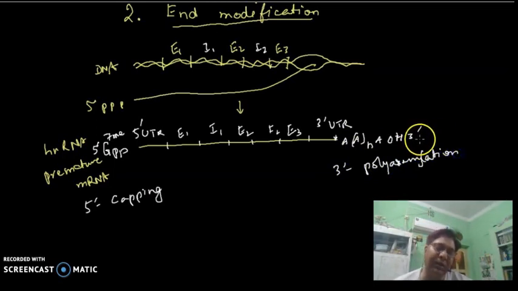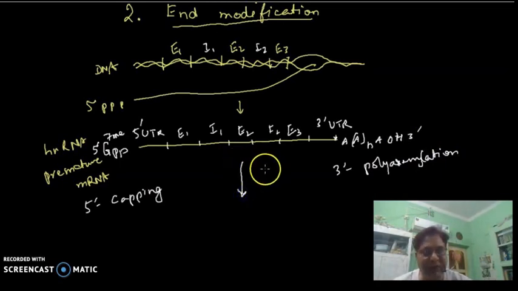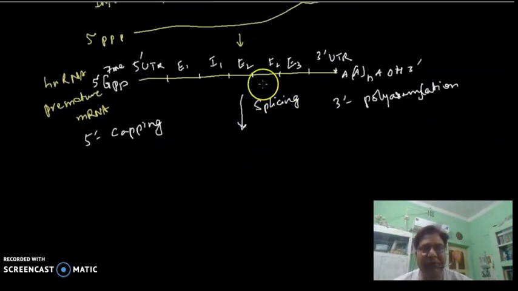These two things occur as soon as the RNA is being formed, and afterward splicing occurs later. Splicing means removal of the intron regions. These regions will be removed, and the mature mRNA will be synthesized.